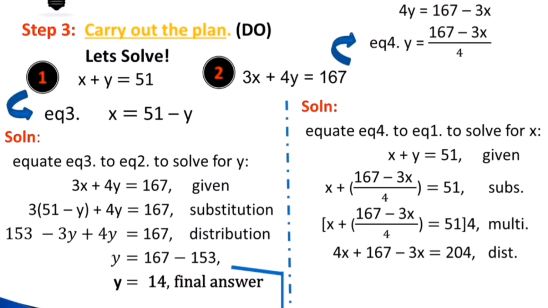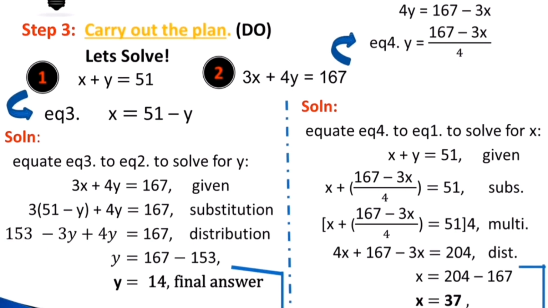Okay, so this time I am going to put all the variables on one side as well as all the constants on the other side. So transposing 167 to the other side, it becomes negative 167. Since 4x minus 3x is x, the final answer is 37. So in this case, I was able to get the value of y, which is 14, and the value of x equals 37.